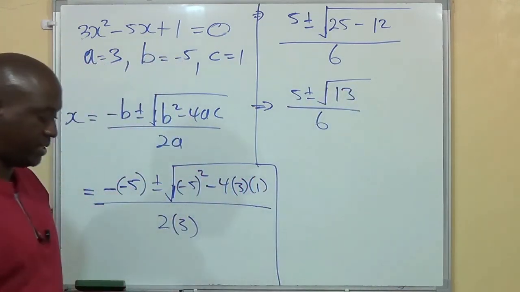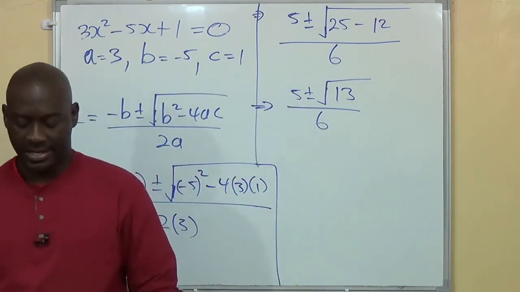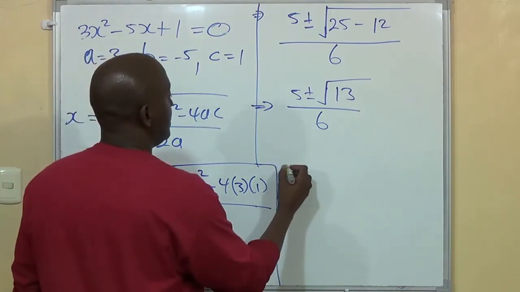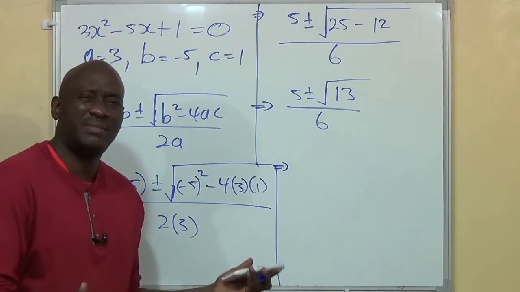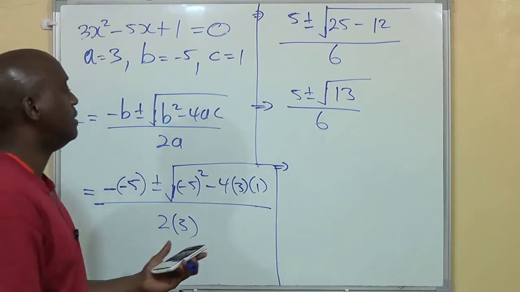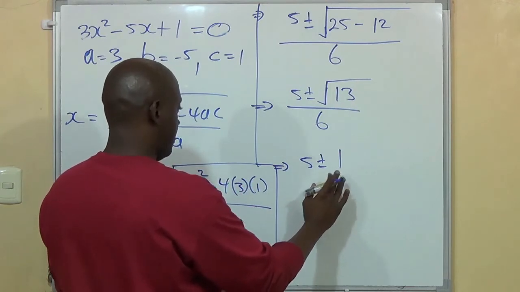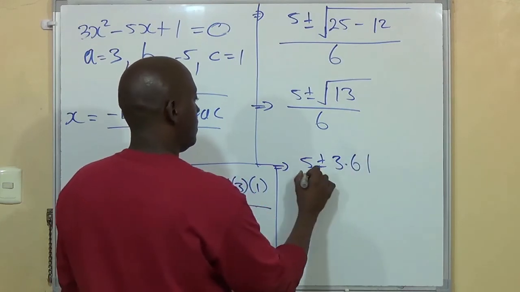Alright, so at this point I'm going to invoke my calculator and see what answers we get. So the square root of 13 is equal to 3.6055. What I generally advise is that if they specifically ask for the answer to 2 decimal places, you don't want to round off to 1 decimal place. That is absolute and total madness. Alright? So that will be 5 plus or minus the square root of 13, which is 3.6055. Let me say 3.61 all over 6.